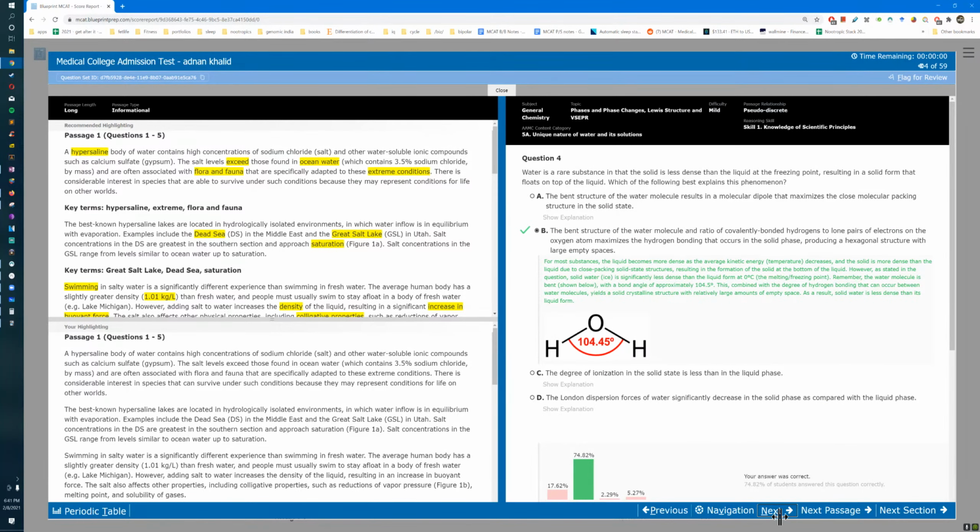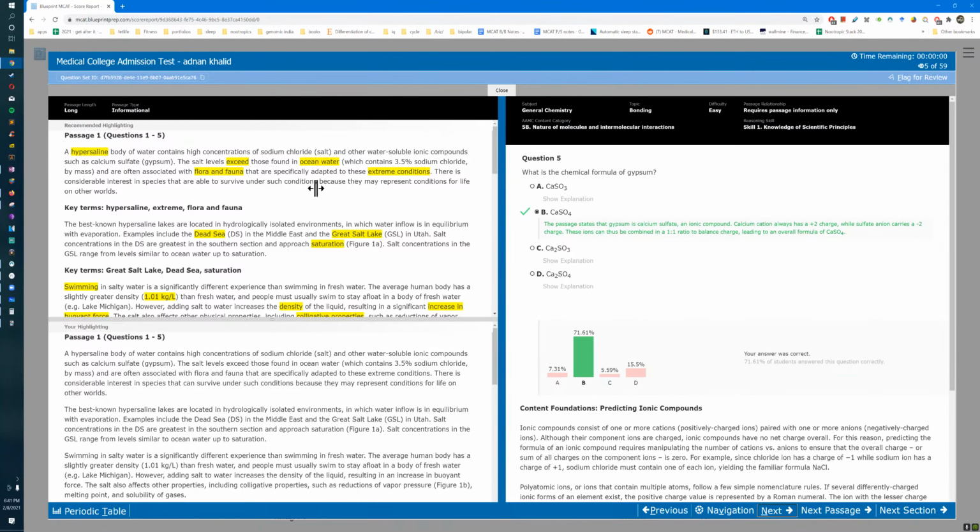So, okay, this one is just talking about why ice is less dense than water. For mostly all other substances, the opposite is true. The reason is because water is bent, and when it forms a crystal, it forms a hexagonal structure with a lot of empty spaces. I can show you a picture of that later, but that is the reason why ice is less dense.